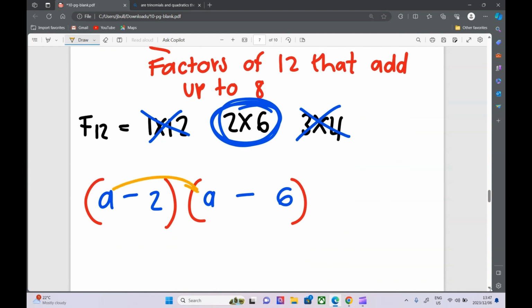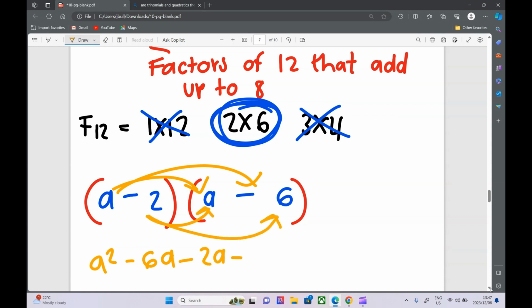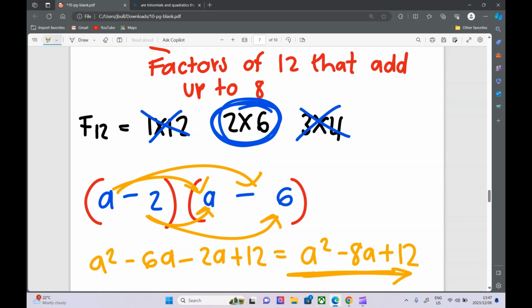So a times a is a squared. a times minus 6 is minus 6a. Minus 2 times a is minus 2a. Minus 2 times minus 6 is positive 12. And so we get a squared minus 8a plus 12. And that is the original expression that we had. So then we know that our factorizing is right. So we know that this then is the right answer.